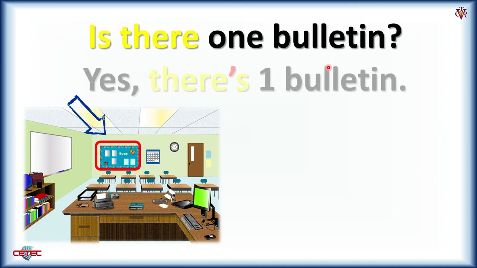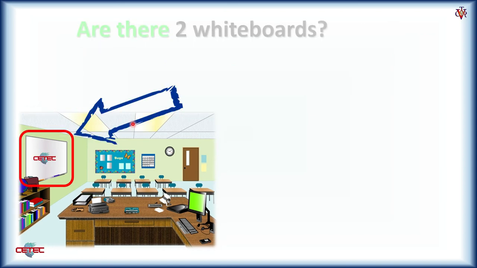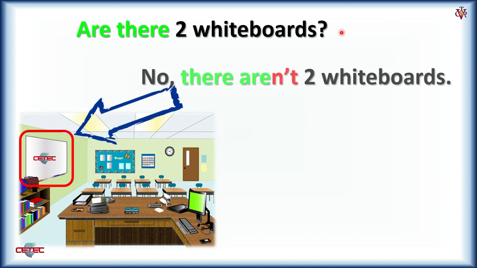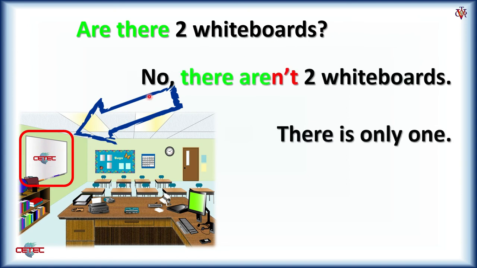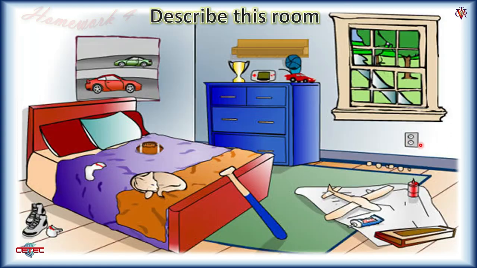Is there one bulletin board? Yes, there is one bulletin board. Here, the bulletin board is an easy way to leave notes, and every student has the ability to go and check them. Let's see another example. Are there 2 whiteboards? No, there aren't 2 whiteboards. There is only one. See, the question about the whiteboards is clear. They ask if there are, but in that position, no, there aren't. And then you can use a positive sentence.